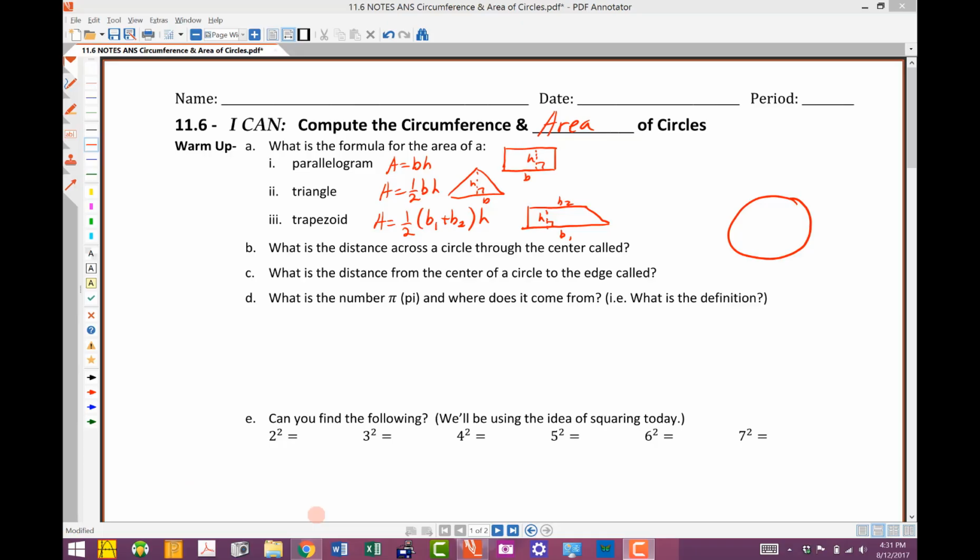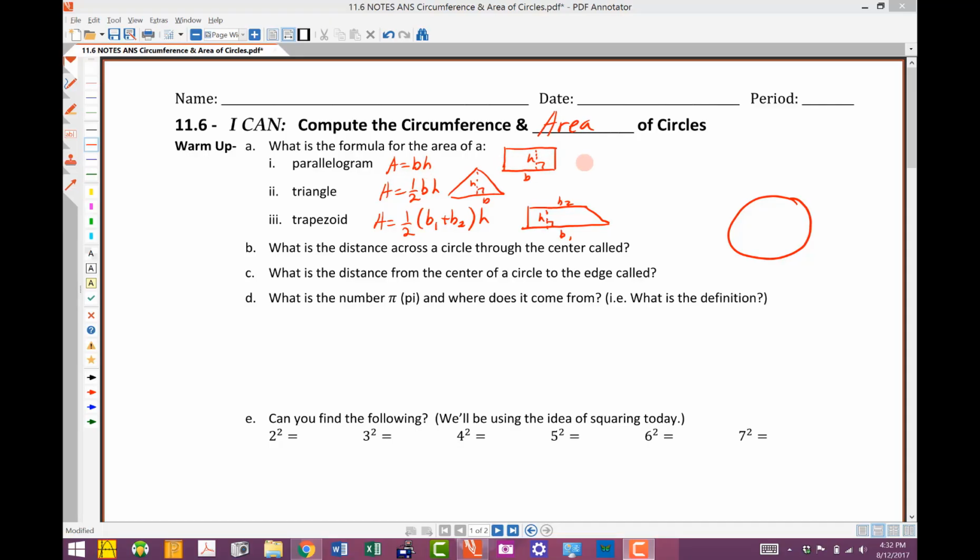Okay, we're going to stick with our geometry unit, and now we're going to talk about some shapes that are a little bit different. So you'll notice that what I've got up here is the I can statement, so section 11.6. I can compute the circumference and area of circles. And then I've got just a quick warm-up review of going over the formulas that we've learned so far for parallelogram. It's base times height, and I happen to draw a little rectangle right there.